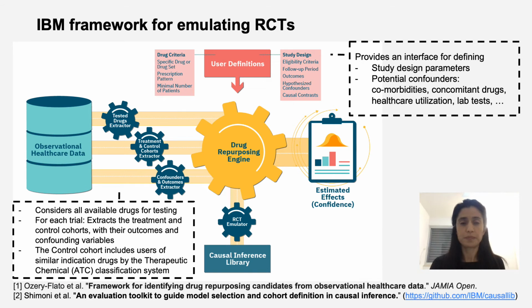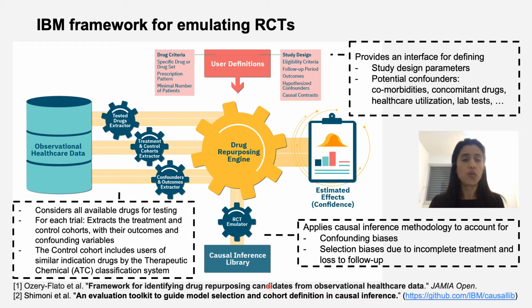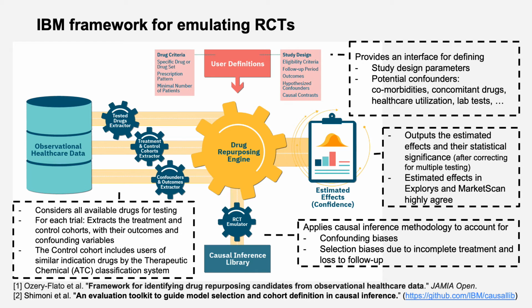classification system. Then the data of the trial is processed by the drug repurposing engine that emulates randomized control trials by applying a causal inference methodology that accounts for all the detected biases. And the module that implements the causal inference methodology is an open source library that can be accessed in this URL. Finally, all the trials are run in parallel, and the framework aggregates the different results into a single report.